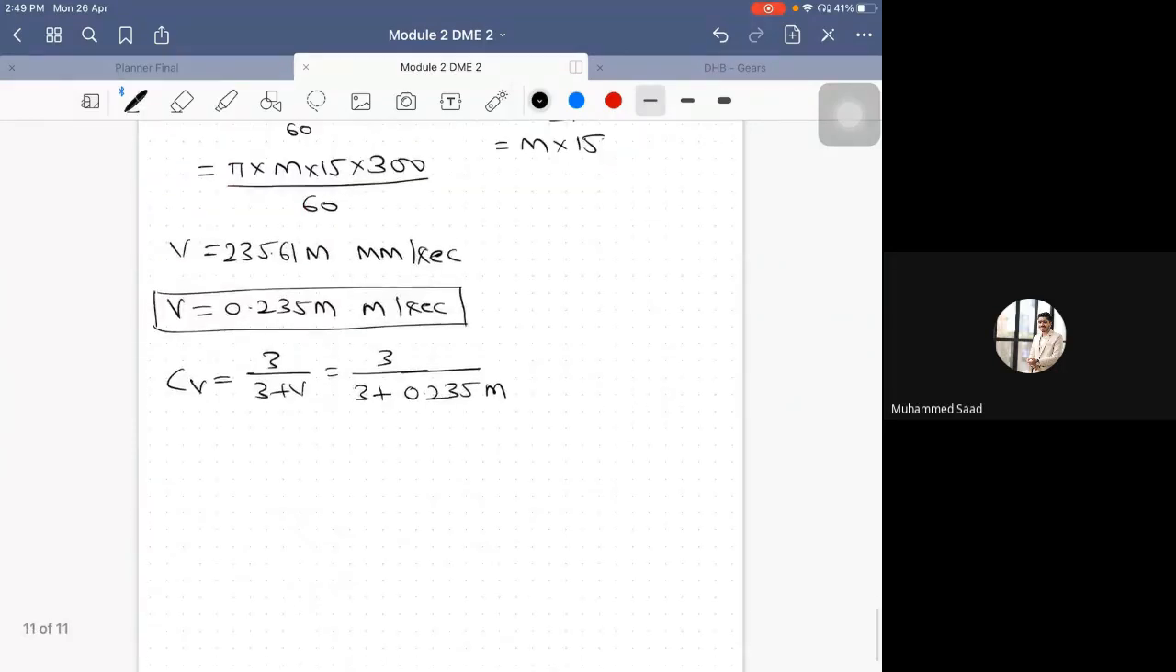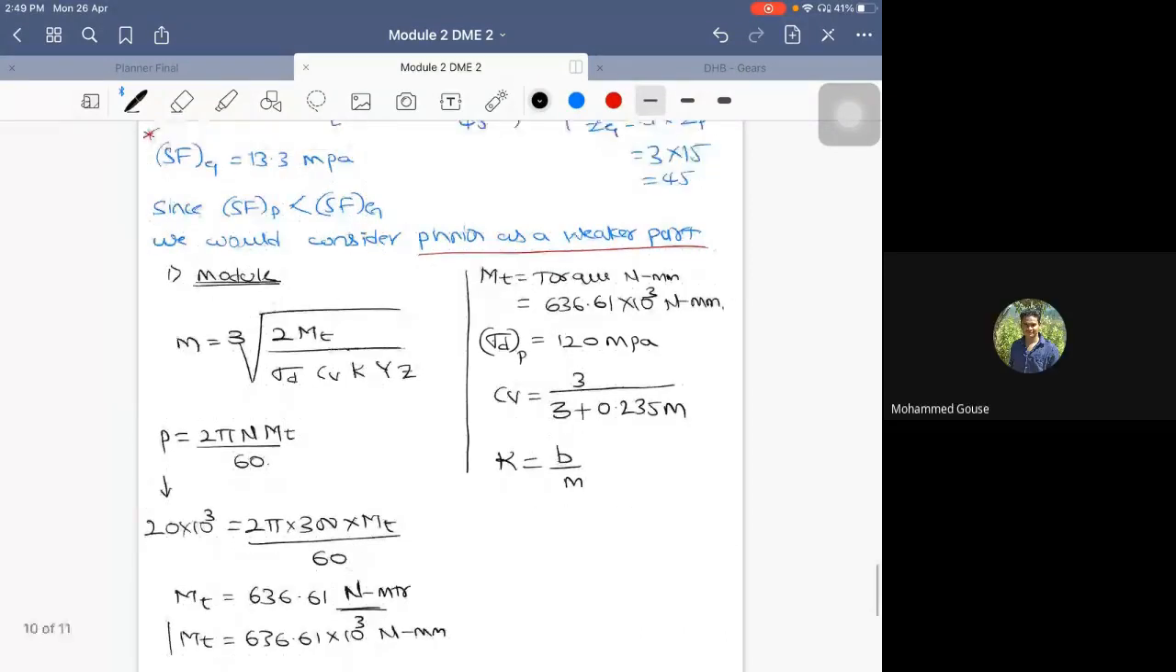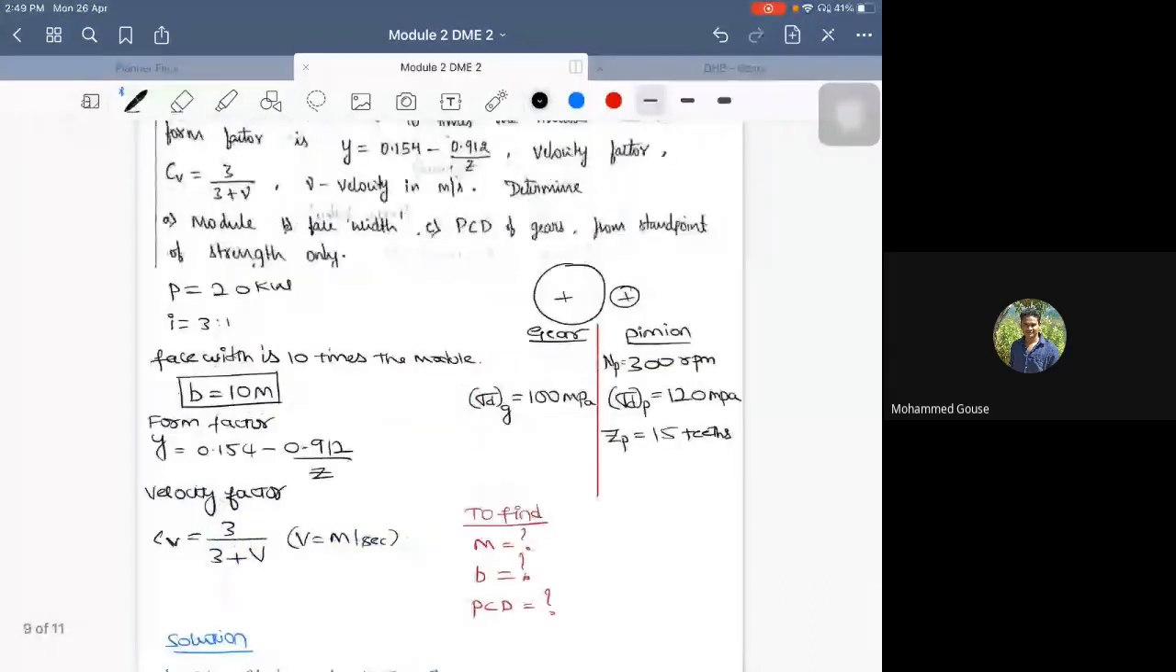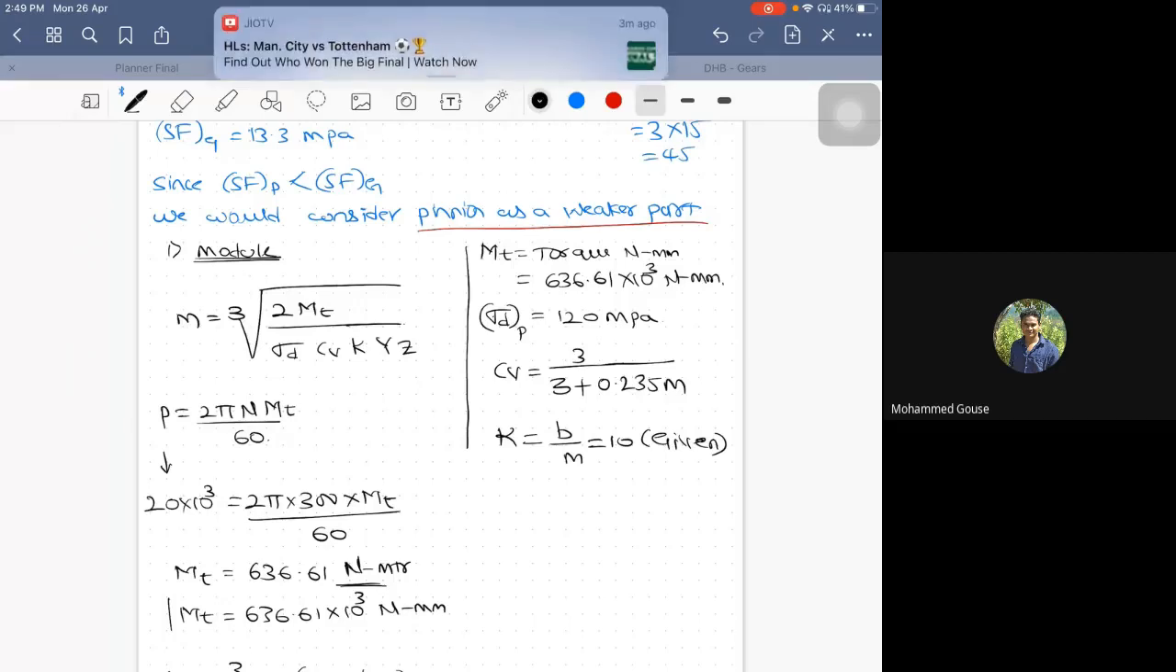Next, Cv is done. What else is left? K. What is the value of K there? b by m. So b by m, is any information given in the problem? b is known. b by m is equal to 10, given in the data. So this particular thing is given in the problem. Okay, next. K is done. Two more remain.